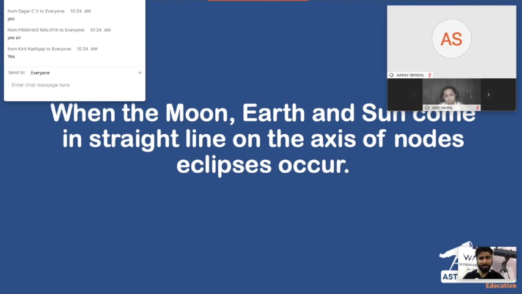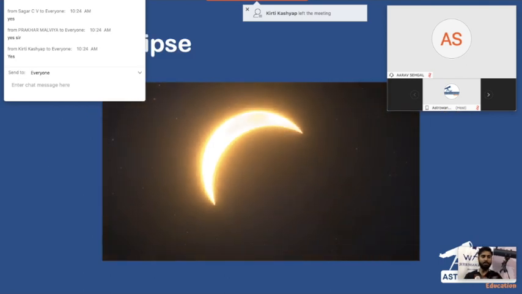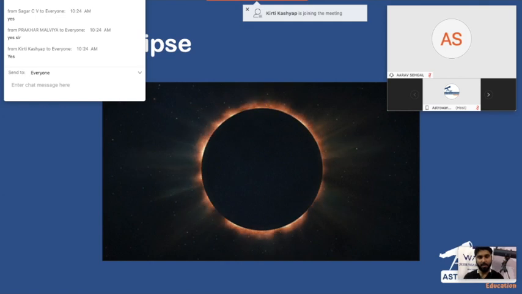So let's go ahead. When the moon, earth and sun come in a straight line on the axis of nodes, eclipses occur. As we have already discussed, there are two types of eclipse, lunar and solar eclipse. We will discuss only the solar eclipse today. We will leave the lunar eclipse for now. So let's understand what a solar eclipse is. Here is a small clip of the solar eclipse, not a real picture, just an animation.